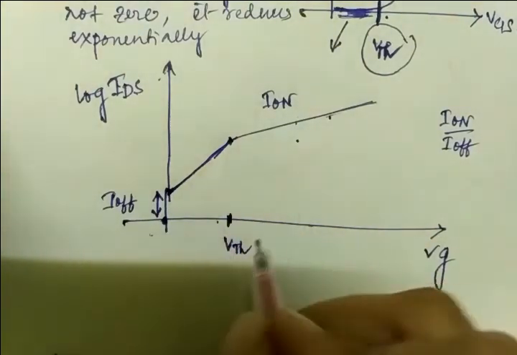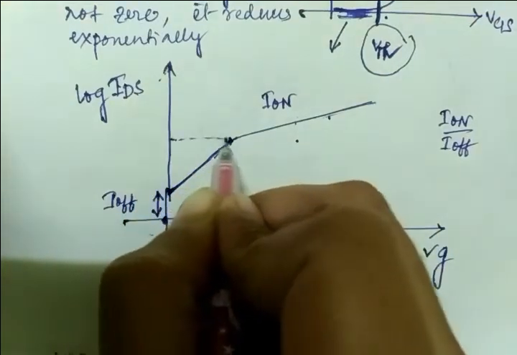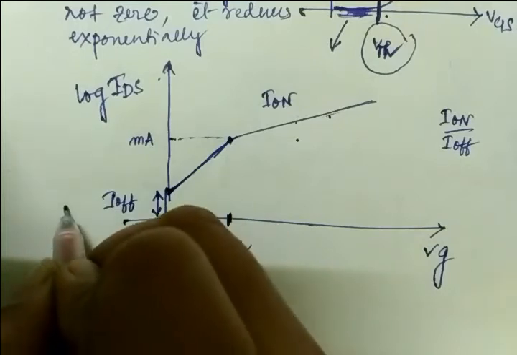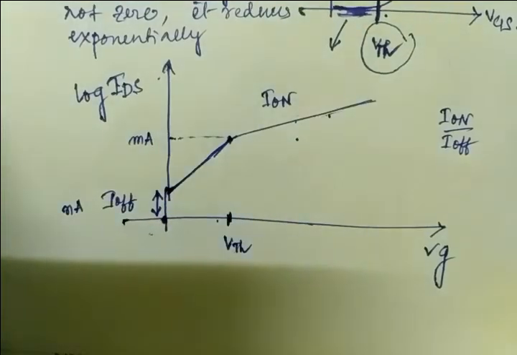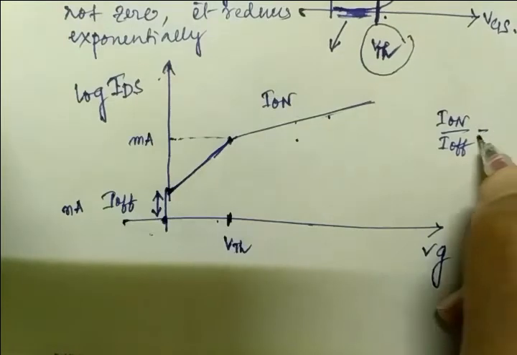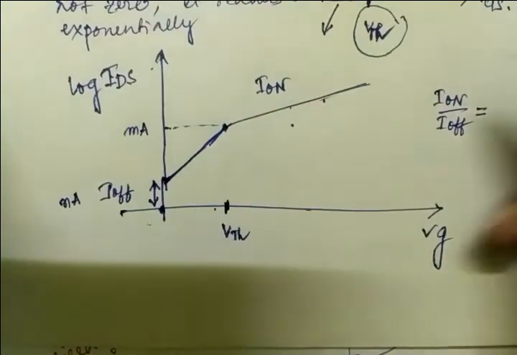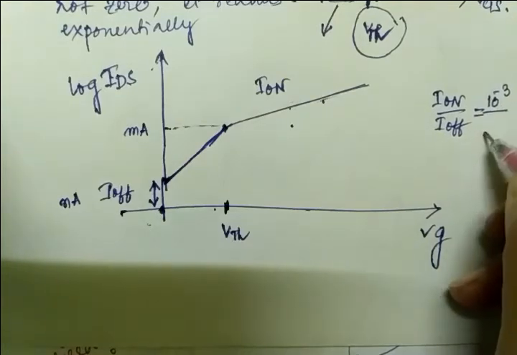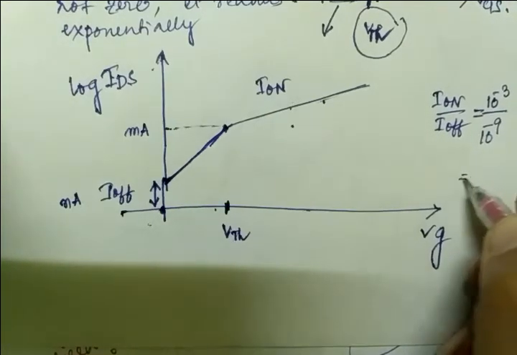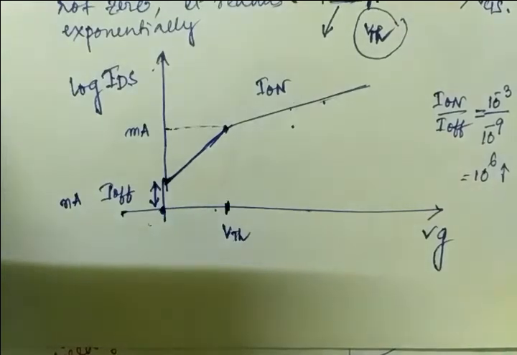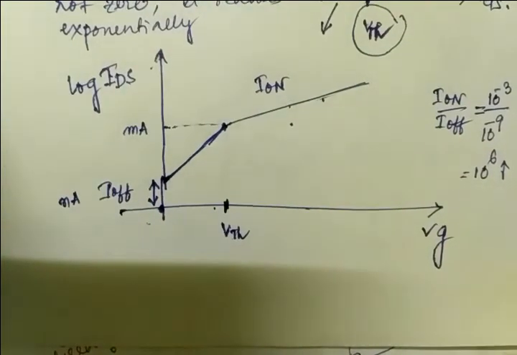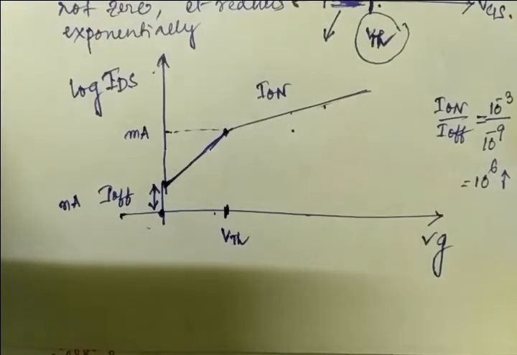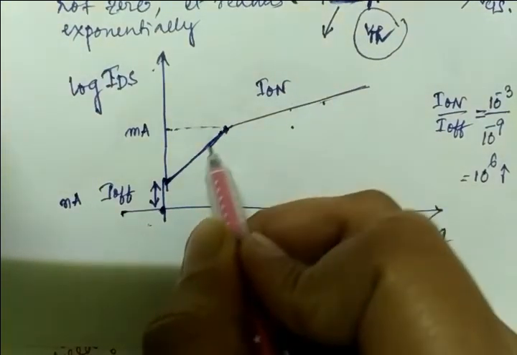If we assume my on current is in the range of milliampere and off current is in the range of nanoampere, because it is very small, what does your ratio become? Milliampere means 10 to the power minus 3, and nanoampere means 10 to the power minus 9. So it is all about 10 to the power 6. Got my point? But we can control this, through the subthreshold slope.